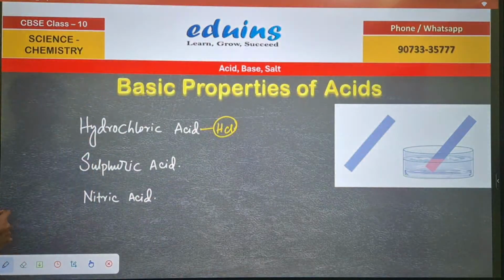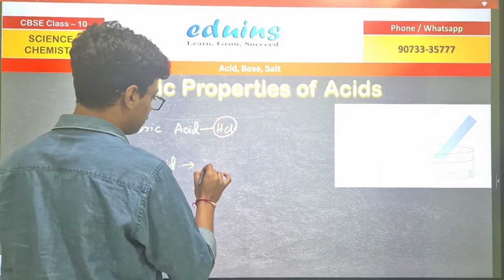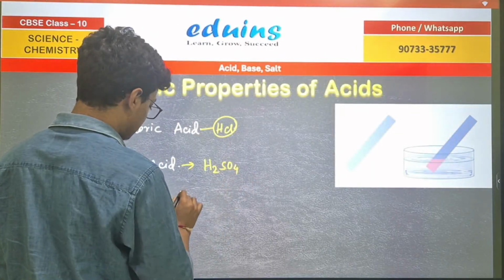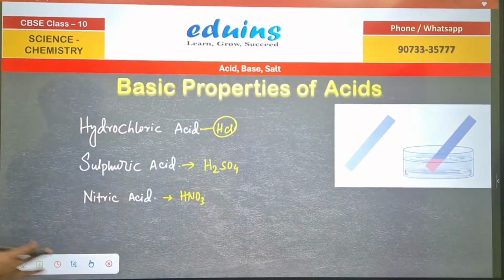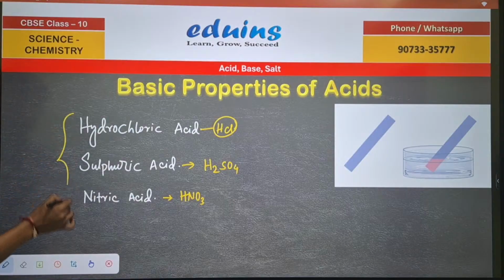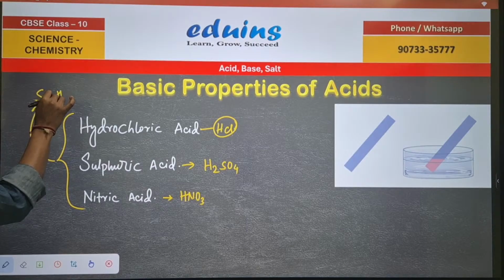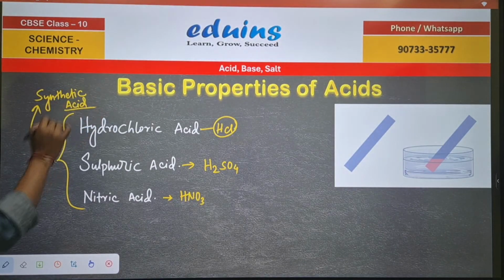So the hydrochloric acid is HCl, the sulfuric acid is H2SO4, and the nitric acid is HNO3. Okay, these are the three basic acids, and these are mainly synthetic acids. Clear to all of you?